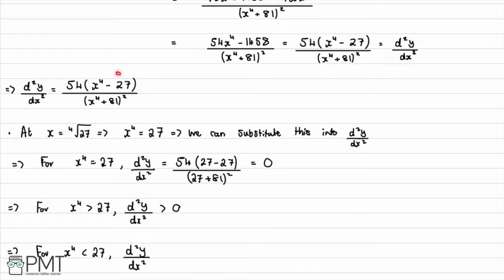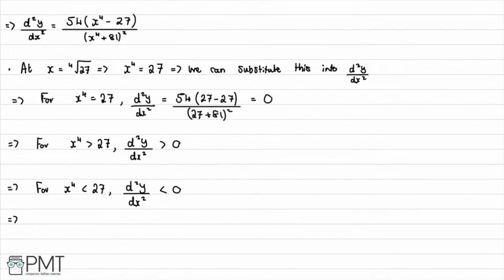We can then see that because anything less than 27 is going to leave this term being negative, the second derivative is going to be less than 0. So at this point, the value of the second derivative is 0. For anything greater than this, the second derivative is greater than 0, and for x to the power of 4 less than 27, the second derivative will be less than 0. So from this, we can conclude that there's a point of inflection at x equals the fourth root of 27.